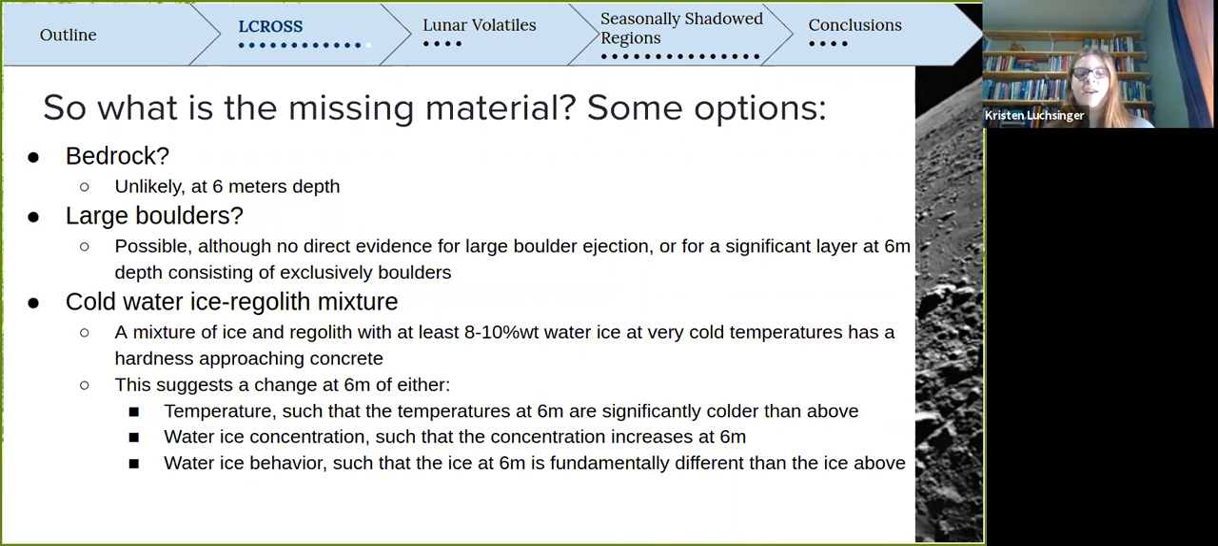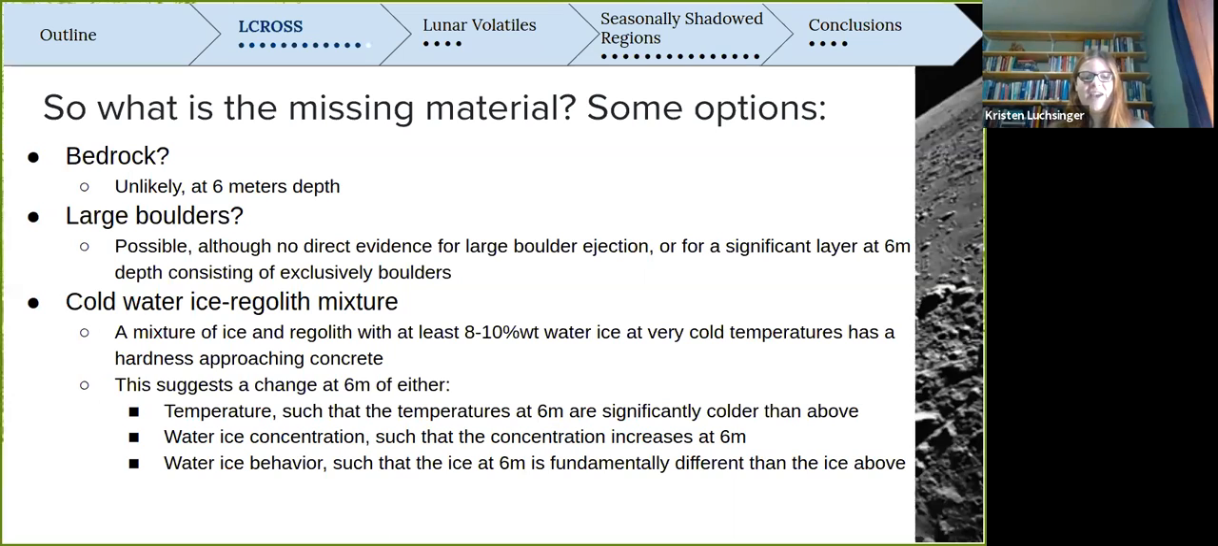It also might be a change in water ice behavior, such that the ice at 6 meters is fundamentally different from ice above 6 meters. And so this might be very interesting in terms of, are there different sources of water ice? Are there different water ice behaviors because it's from a different source? Maybe it was deposited differently. And could that be happening at a depth of 6 meters? So I think all of these are really interesting questions.